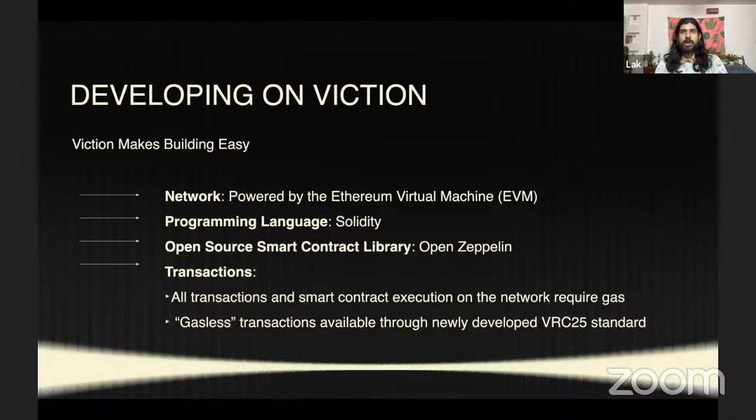Nodes on Viction keep copies of transaction data, which the EVM processes to update the distributed ledger. With smart contracts, these are self-executing contracts with the terms written directly into the code. The EVM is responsible for running all these smart contracts in a decentralized and trustless way. So smart contracts in Viction are written in Solidity. These contracts are compiled into bytecode, a low-level language that the EVM can understand and execute.